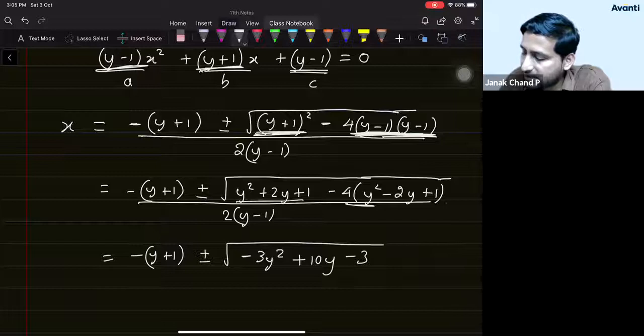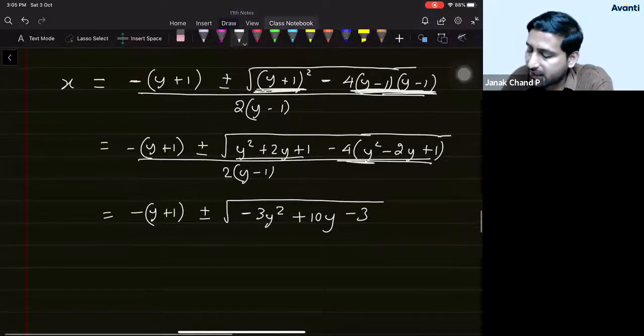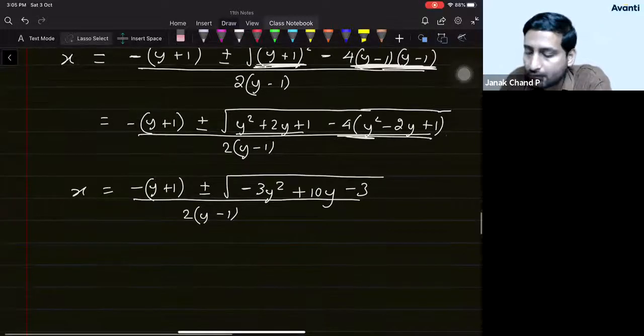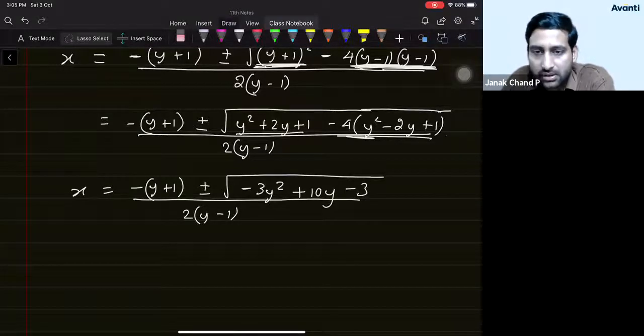I have just simplified these two, divided by 2 times of y minus 1. So this is the value of x. Okay, fine. Now finally students, as you can see here, what we wanted to do finally is, what is the collection of values of y?